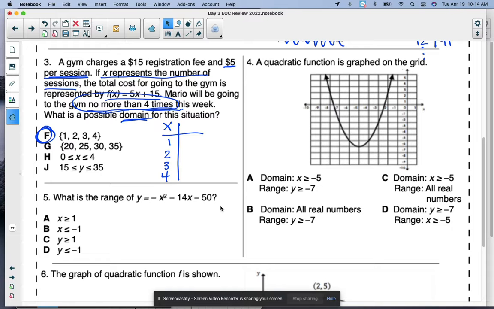Number 4, we're given a graph and we need to find the domain and range of the graph. So the first thing I look for on these graphs is if it has arrows. So here I have 2 arrows, which tells me that my domain is going from negative infinity to positive infinity. So again, that means all real numbers to us. So domain is all real numbers. Again, if you see arrows, domain is all real numbers.